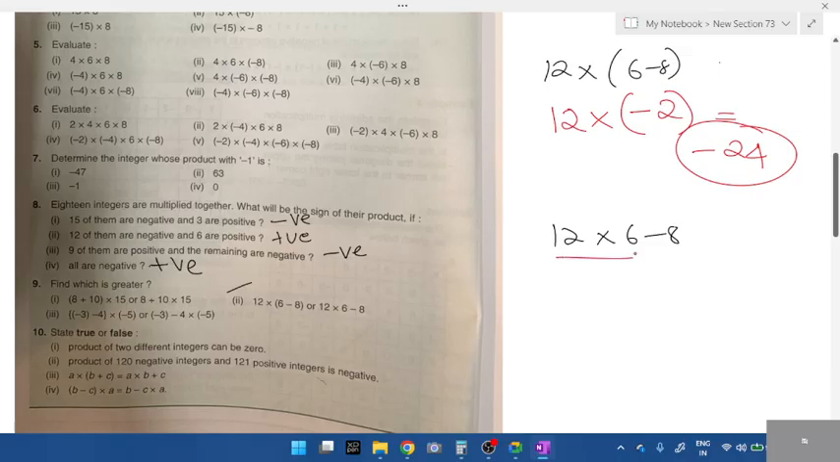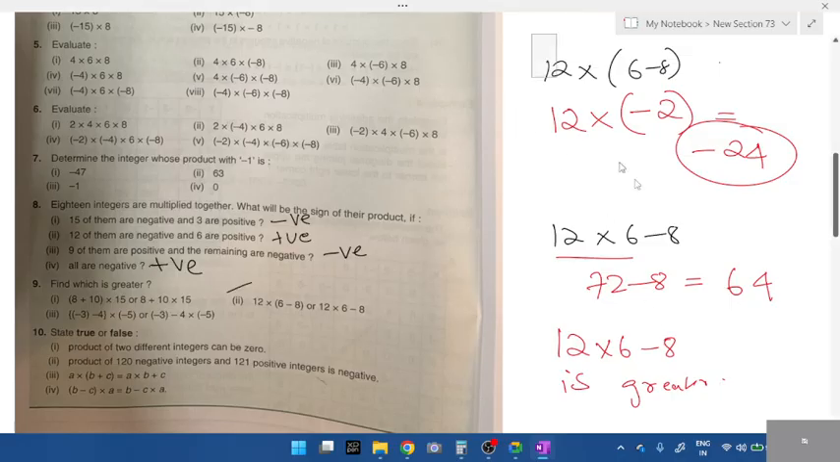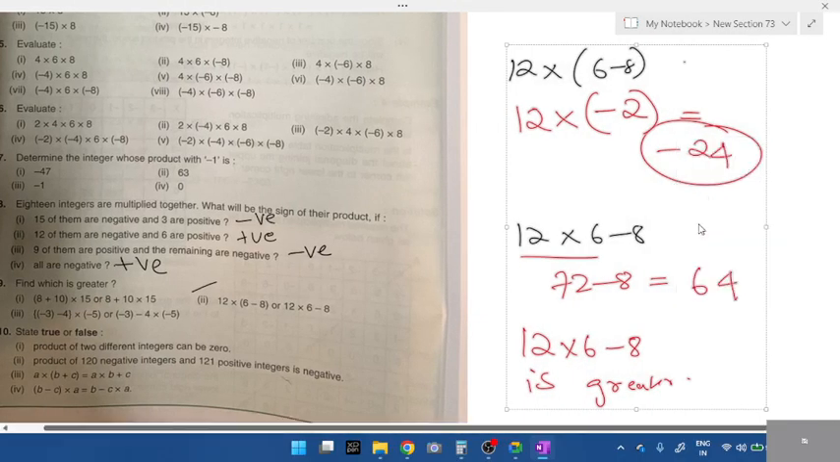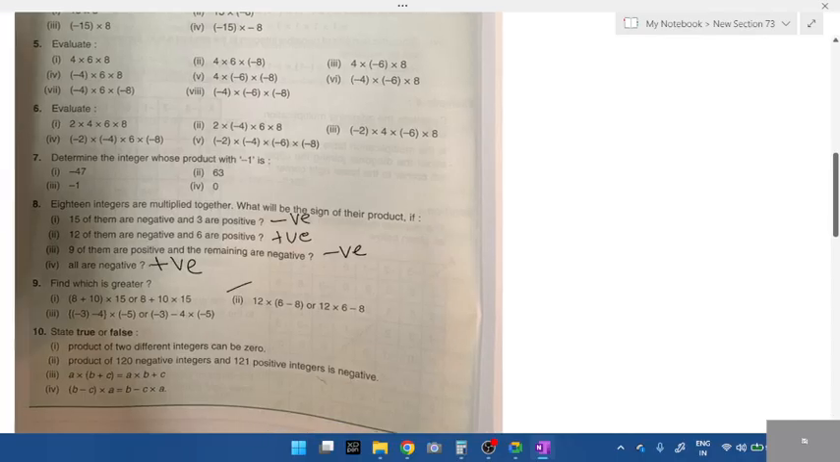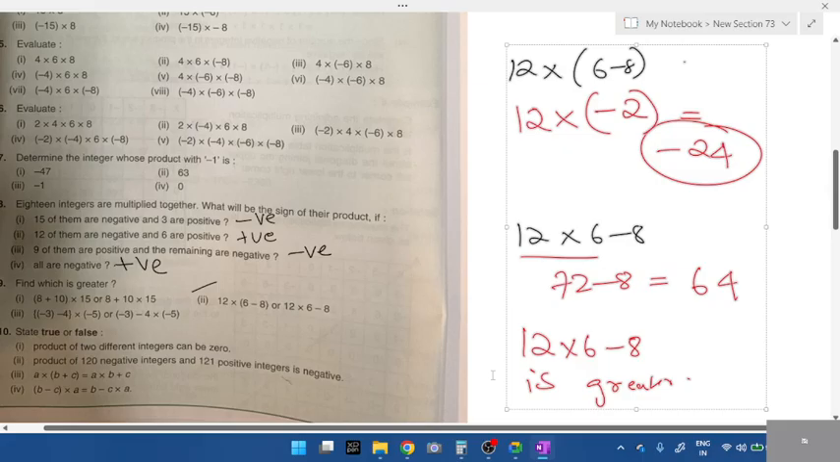First multiply these two. 72 minus 8. Which is greater? You're supposed to write the question: 12 minus 6 minus 8 is greater. Okay. The ninth main, the last one, is for homework. Complete it for homework, Alicia.